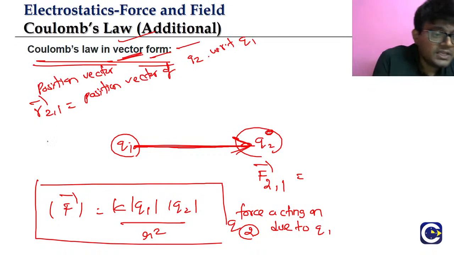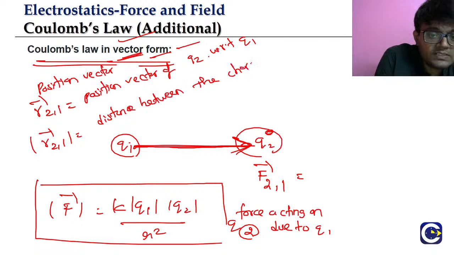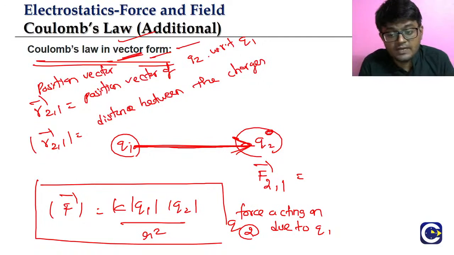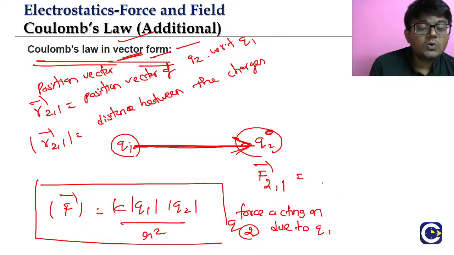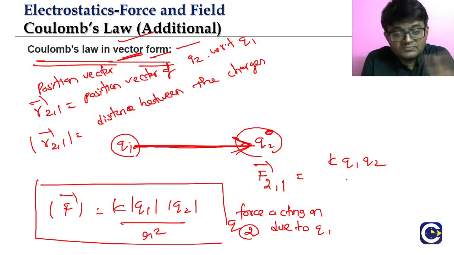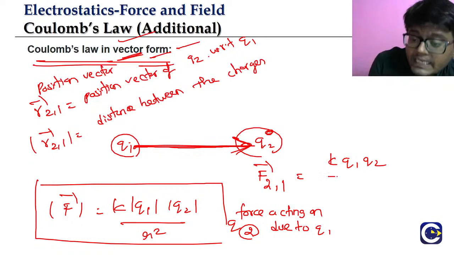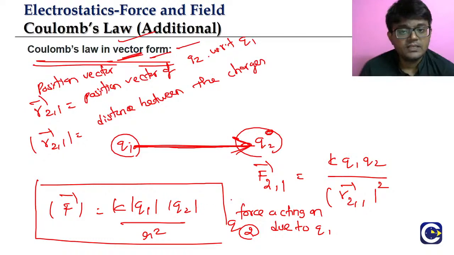Okay? What is the modulus of this? This is the distance between the two charges. The modulus of that position vector is the distance between the two charges. Now look, I am going to write Coulomb's law in the vector form. k into q1 into q2. Here the modulus does not come; we are not going to get the modulus. k into q1 into q2 divided by modulus of r2,1 whole square. The denominator is distance square, the square of the distance between the two charges.